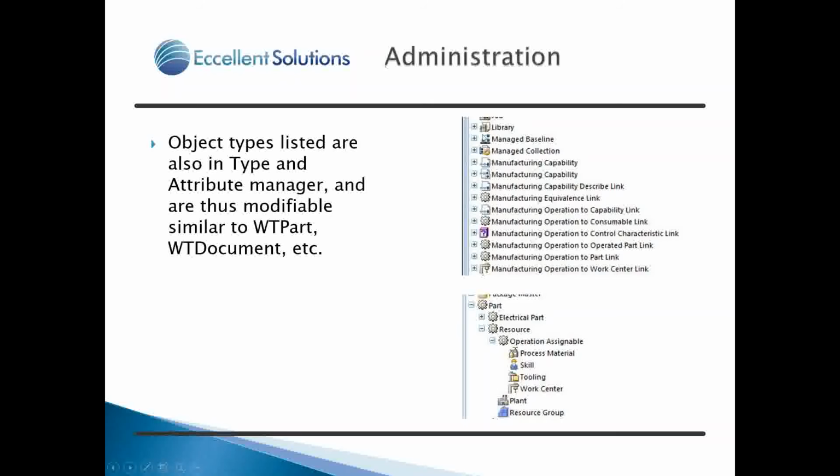One thing you'll also notice in these screenshots is that several of the resource object types are actually listed as a subpart within the part structure. This is done to allow those object types to take on several of the functions and flavors that regular WT parts can as well, which includes being able to pull them into change objects and process them through change and configuration management, just like you would the actual objects themselves on the engineering side.